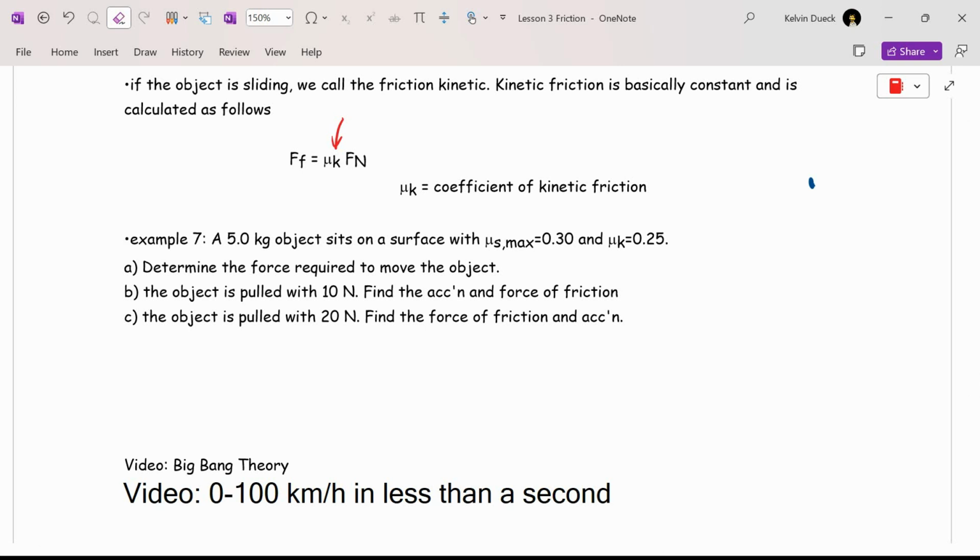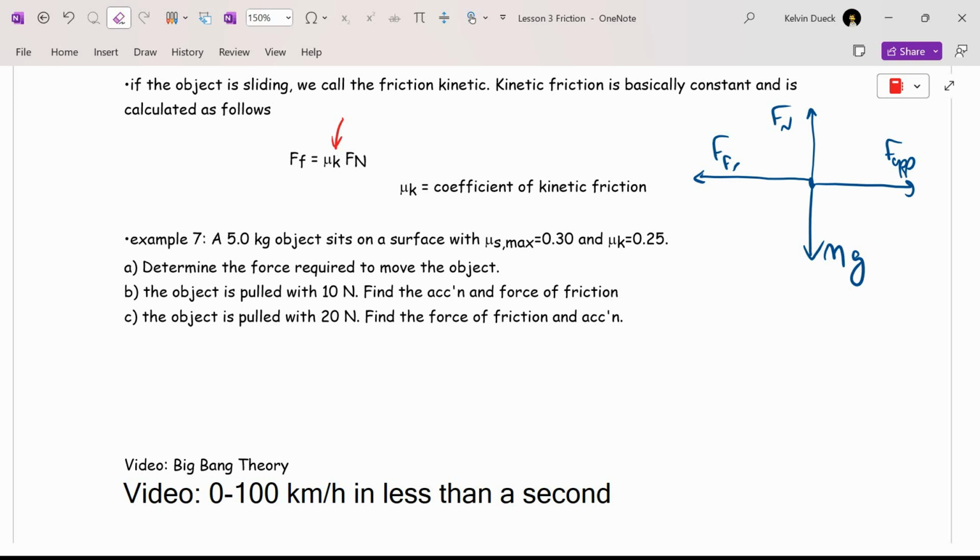What are the forces acting on it? Get the obvious one. Which way? What else? Which way? Bigger, smaller, or the same size as mg? I think the same size still. We're going to have an F applied, and we're going to have friction.